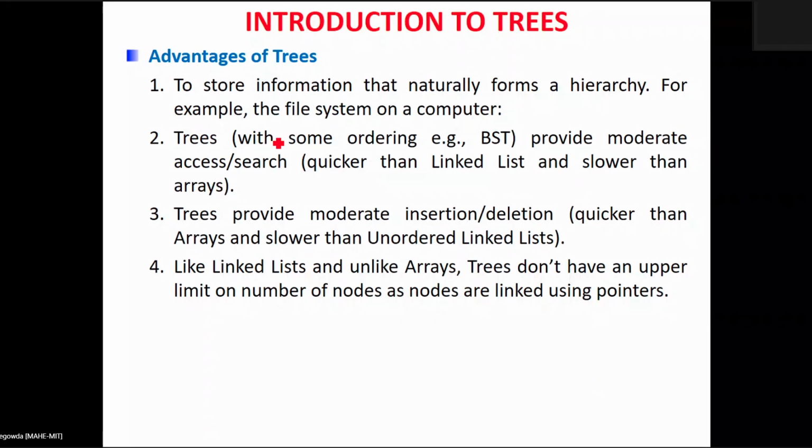So what are the advantages of trees? Trees are used to store information that naturally forms a hierarchy. For example, in the file system on a computer, all the files are stored in a particular hierarchy. Second, trees provide moderate access or search, meaning they are quicker than linked lists and slower than arrays. Trees also provide moderate insertion and deletion, meaning they are quicker than arrays and slower than unordered linked lists.